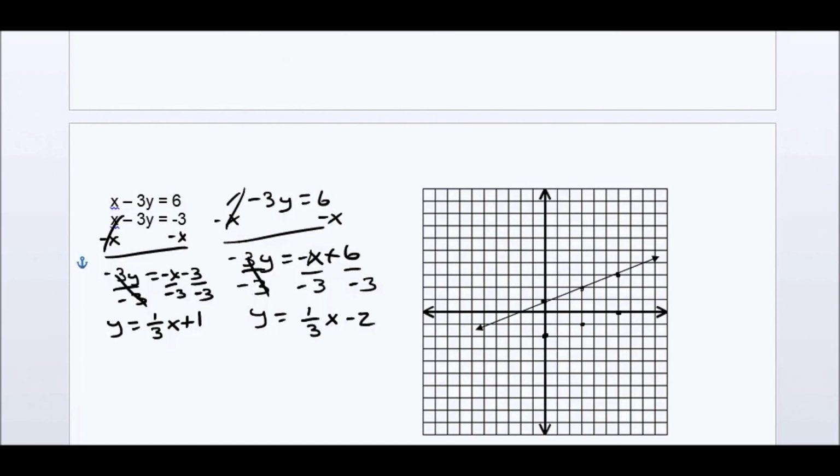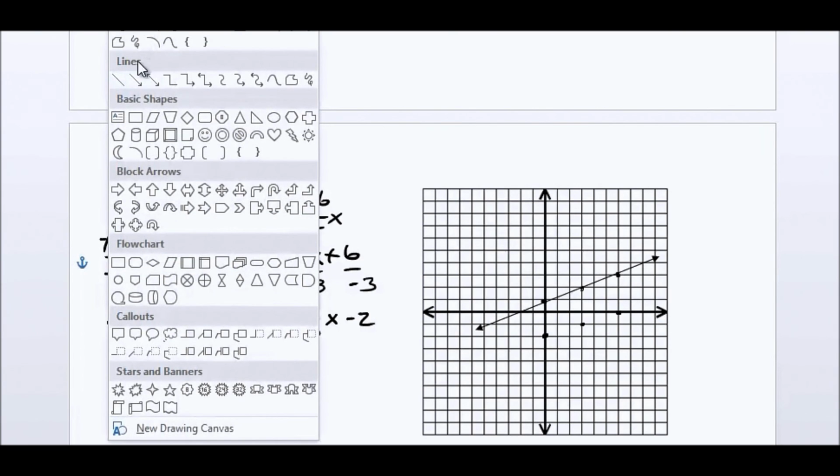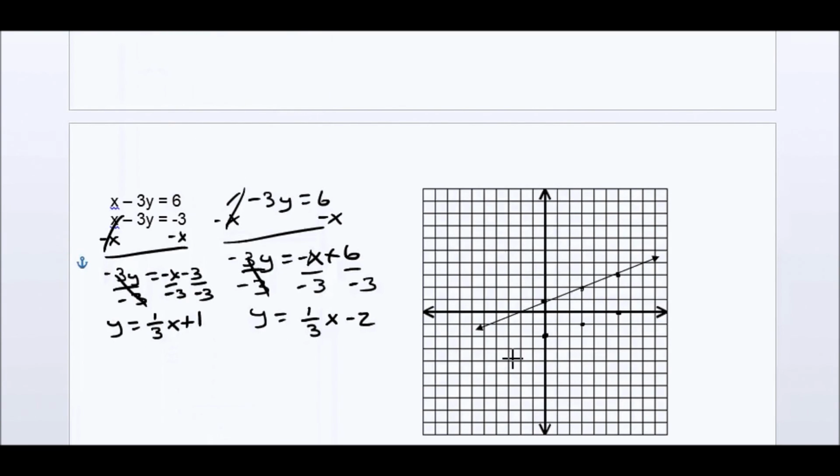So therefore, there is no solution. Because your solution to a system of equations is a point of intersection on a graph, or the set of coordinates that satisfy both equations. So these are both parallel. Now this isn't perfect. There you go. It's a little more parallel. So the answer to this would be no solution. There is no point of intersection.